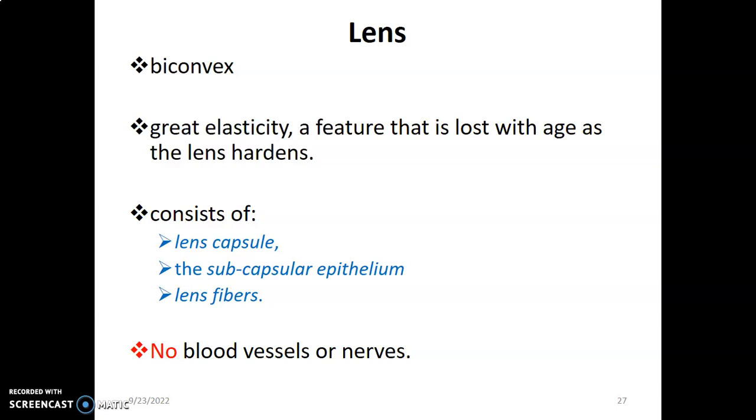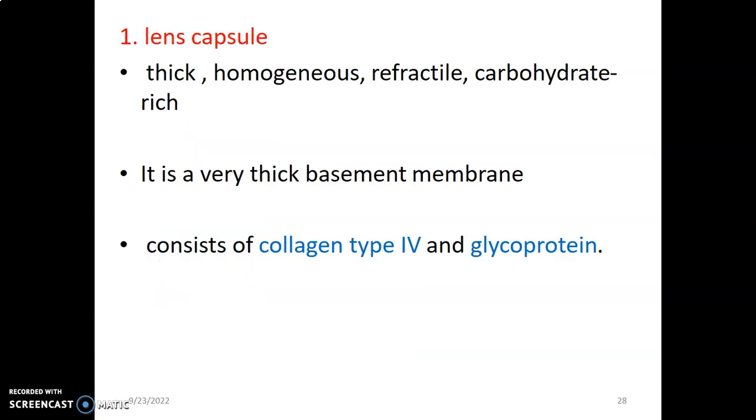Then the subcapsular epithelium contains some cells which are mitotically active, so they're able to divide. Then they move towards the equator of the lens and transform into lens fibers. Then finally the lens fibers, these are nucleated.